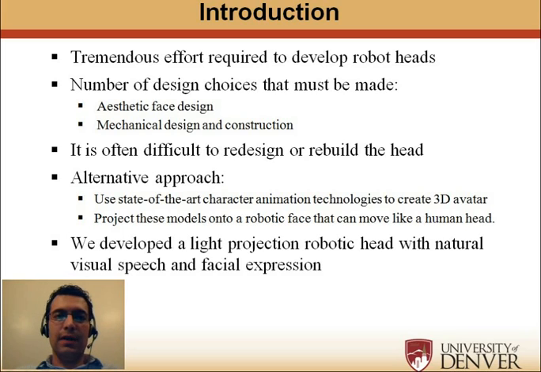An alternative approach can be using character animation technology to create a 3D avatar where we can produce natural visual speech and expression, and project these models onto a robotic face that can move like a human head and give the animation embodiment. In this project, we developed a light projected robotic head with natural visual speech and facial expression.